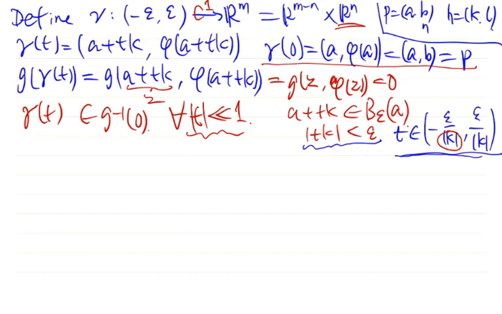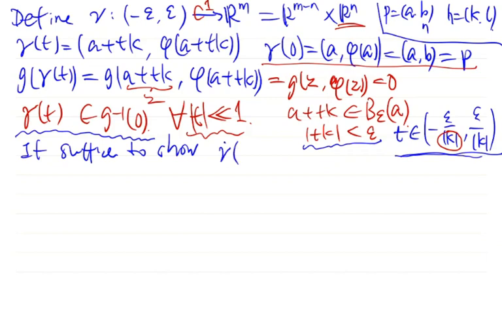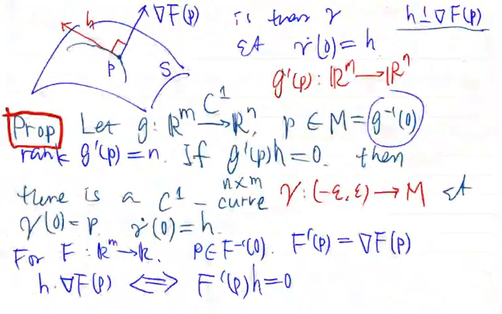Anyway, we construct a curve gamma defined in the neighborhood of 0, so that the curve gamma passes the point P when t is 0. And also this curve lies completely in the set we are considering. So it's sufficient to prove that the derivative, the tangent of this curve at the point P, that is the derivative of gamma at 0, is the given vector h.